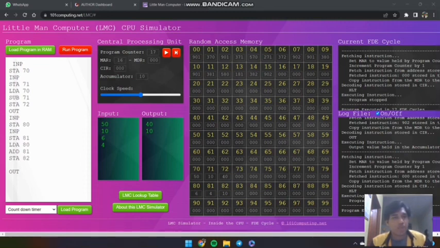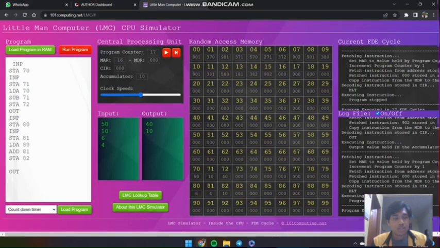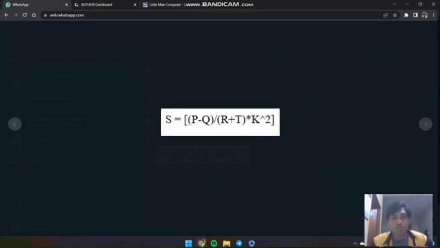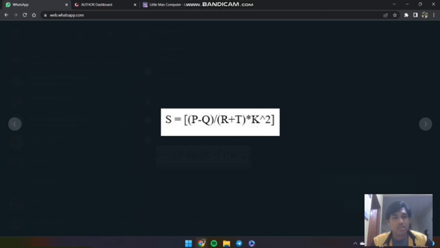So today I will do a simulation using a little microcomputer. Using this equation, I will insert the coding to solve it. For my part, I will do the subtraction and addition. And this is our equation.